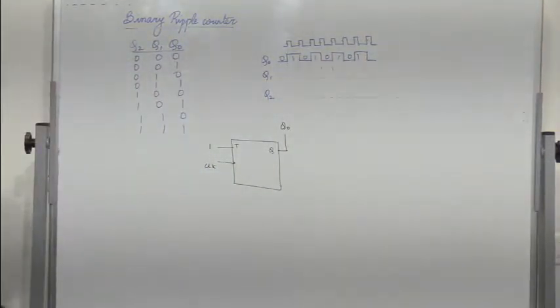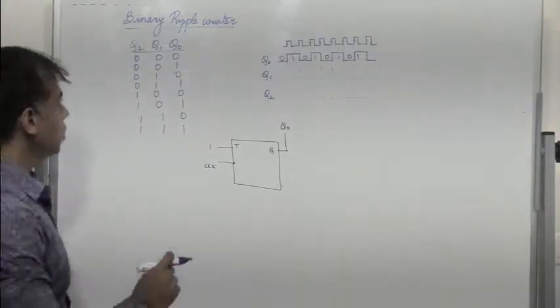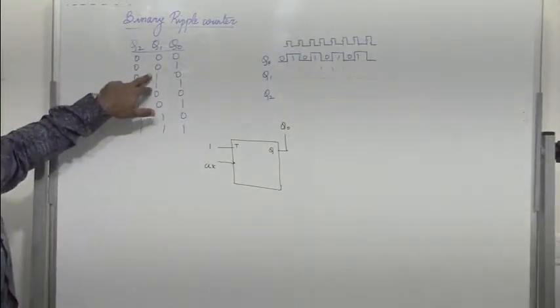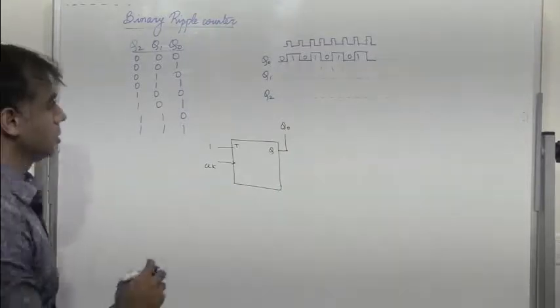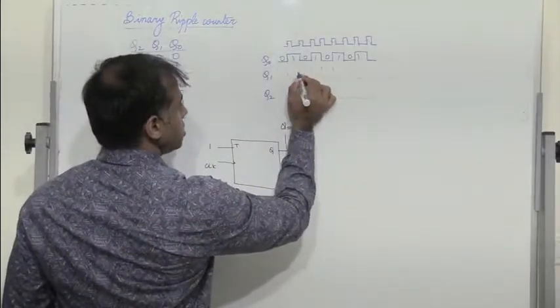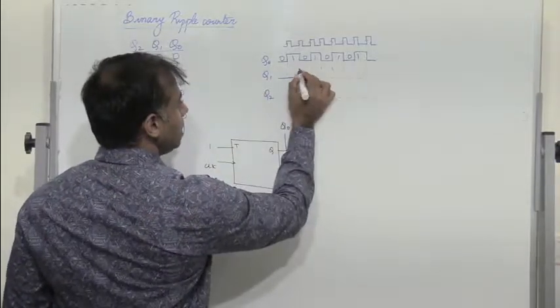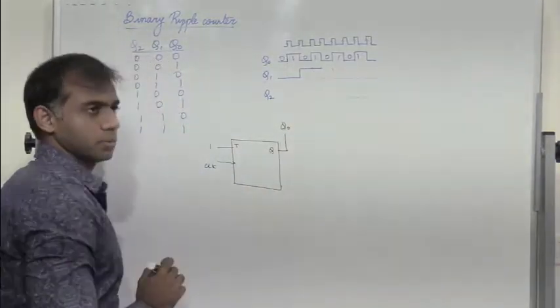Now next, Q1 is the next state. So what do we need? The first two should be 0 and the next two should be 1. So how do I design the circuit? For the first two conditions, it should be 0. And then I need a 1 for the next two states.